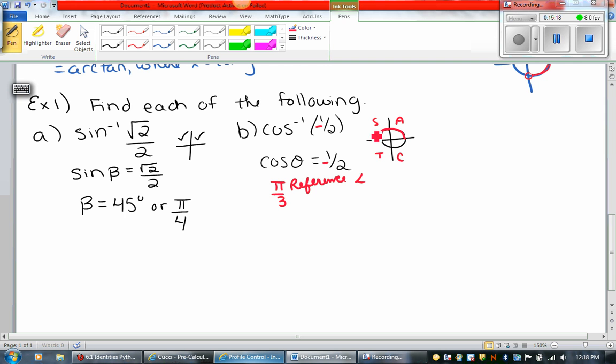Remember, my rule for quadrant 2 is pi minus the angle. So we're going to do pi minus pi over 3, or 3 pi over 3 minus pi over 3, which is 2 pi over 3. So in radians, cosine is equal to negative 1/2 at 2 pi over 3. You could also say 180 minus 60 is going to be 120 degrees. So there's your radians, there's your degrees.